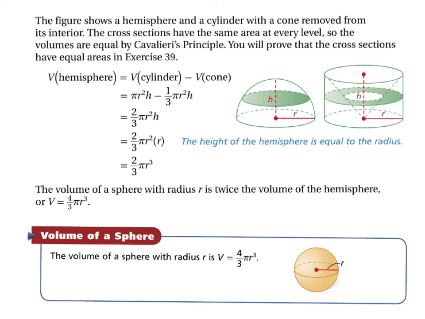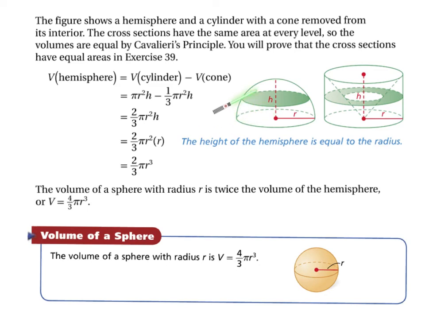So let's start with this problem right here. This is a little confusing to understand. This figure shows a hemisphere and a cylinder with a cone that has been removed from its interior. Now the cross sections have the same area at every level. So the volumes are equal by Cavalieri's principle.